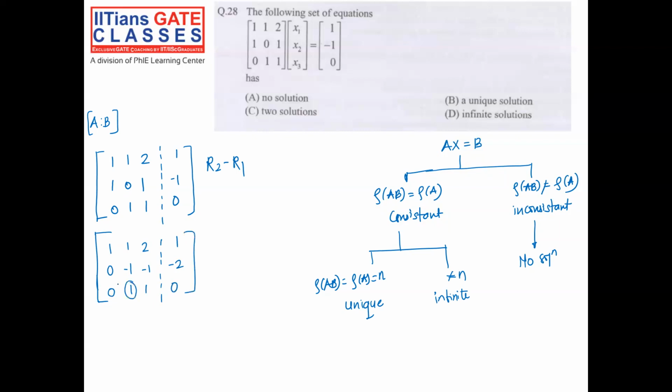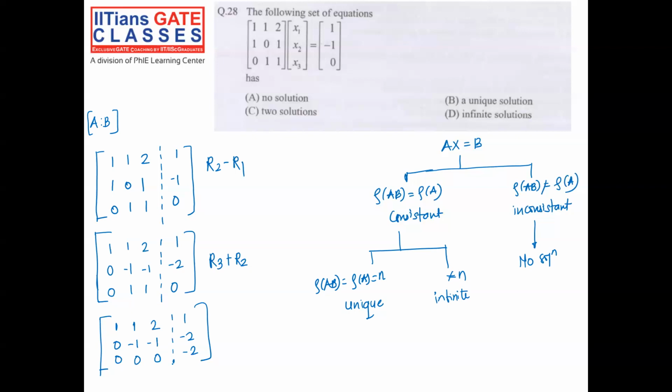Now let's make this term 0. To make this term 0, what we have to do? We have to add R3 plus R2. If you perform the operation, how will it look? First row remains as it is, 1 1 2. Second row remains as it is, 0 minus 1 minus 1. Third row will become 0 0 0. And the other part, the B part, is 1, minus 2 and minus 2. So the left hand part of this dotted line is matrix A, and the overall matrix is matrix AB.